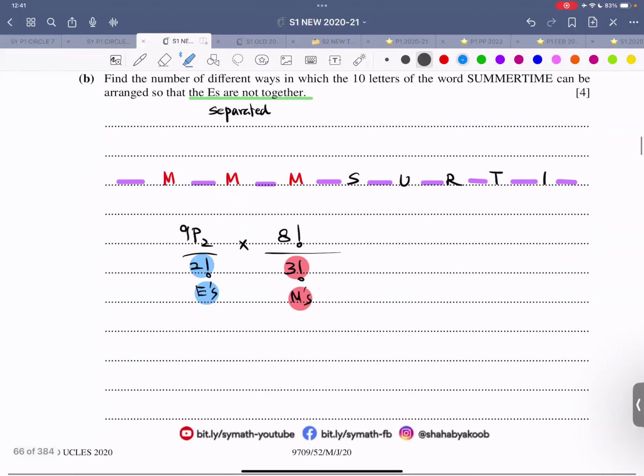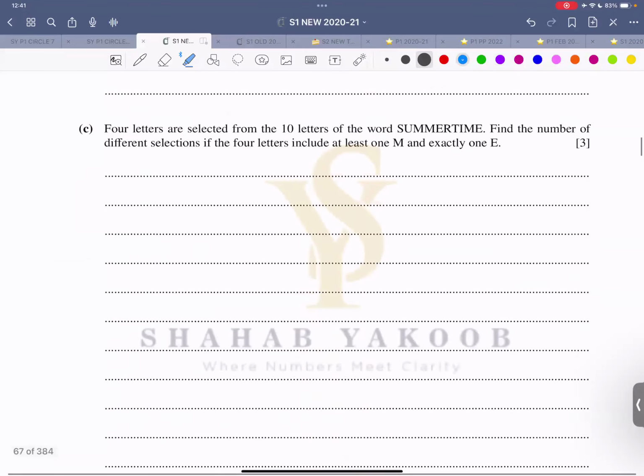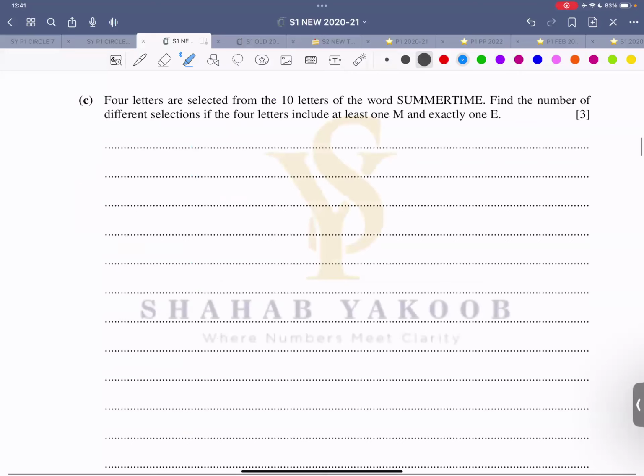So now the working for this, and of course you can get the answer, and that would be the answer for this particular part. Now let's move on to this particular part, which I think is about combination. Yes, it says 4 letters are selected. So now 4 letters are selected from the 10 letters of the word summertime. Find the number of different selections if the 4 letters include at least 1 M. At least 1 M. So it could be 1, 2, 3, and exactly 1 E.